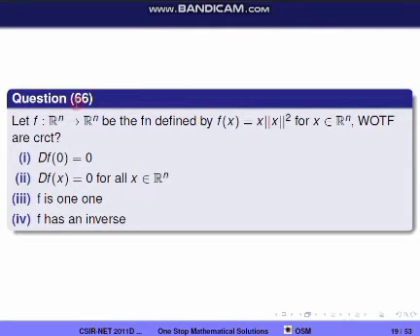Question 66. Let f from Rn to Rn be the function defined by f of x is equal to x norm x square for x in Rn. Which of the following are correct? So we have been given a function here. We have to check which of the options is correct. So first of all, we will look at the concepts used.